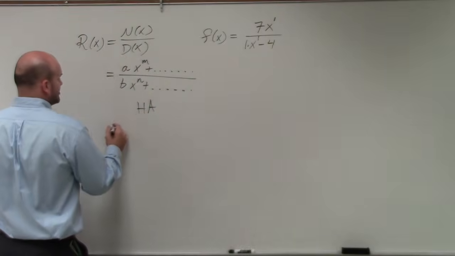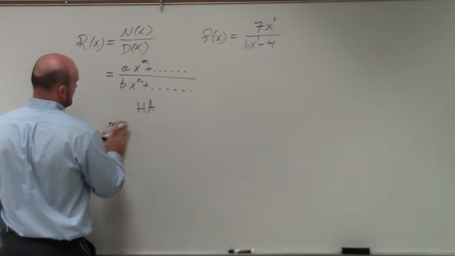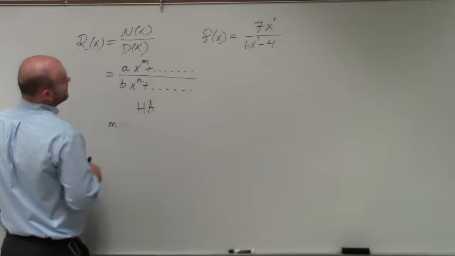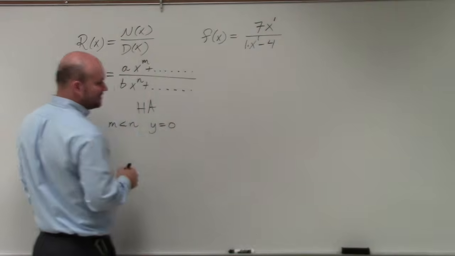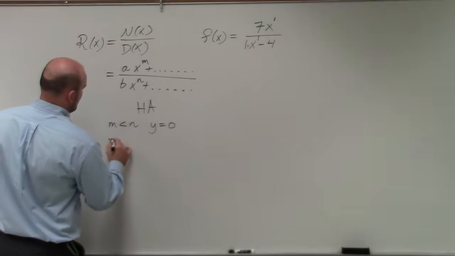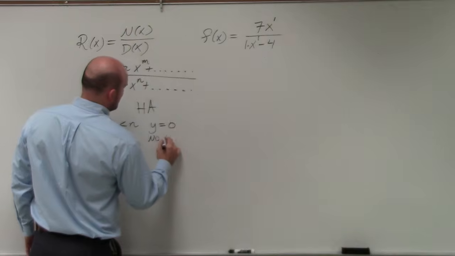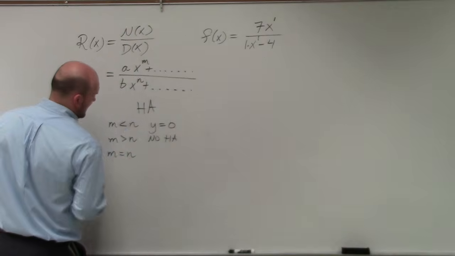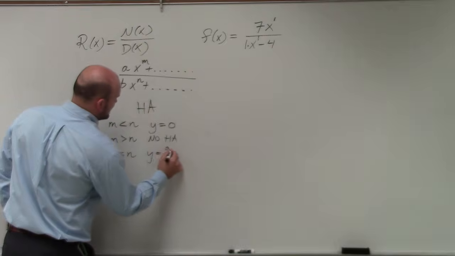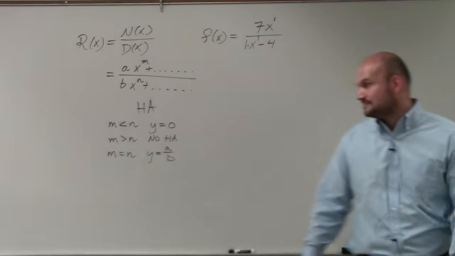The horizontal asymptotes: if m is less than n, then y equals 0 is your horizontal asymptote. If m is greater than n, there is no horizontal asymptote. And if m is equal to n, then y equals a over b is your horizontal asymptote. That's the horizontal asymptote test.